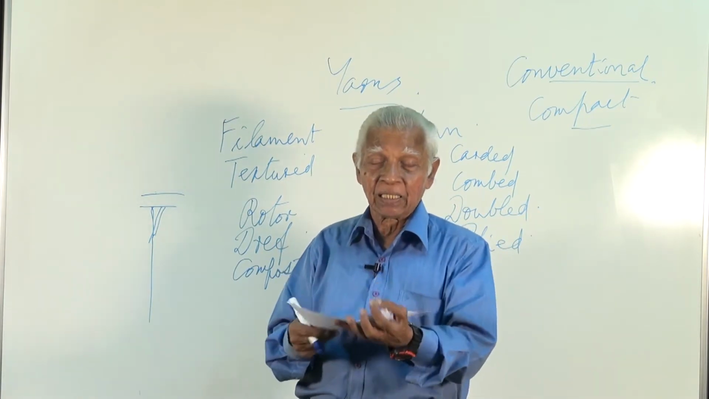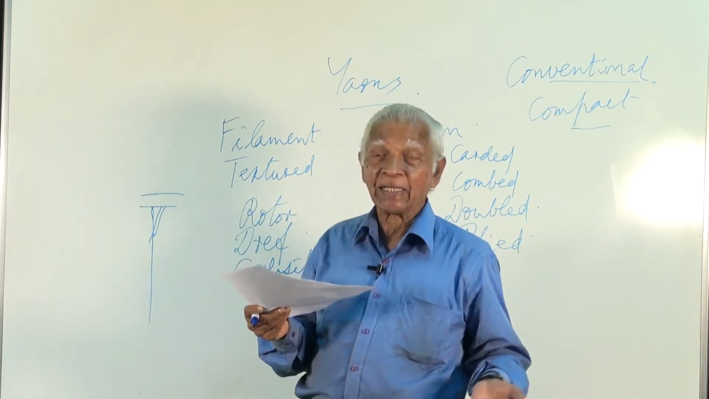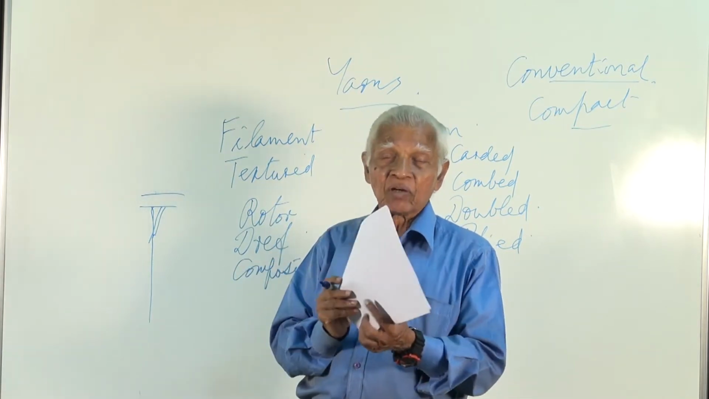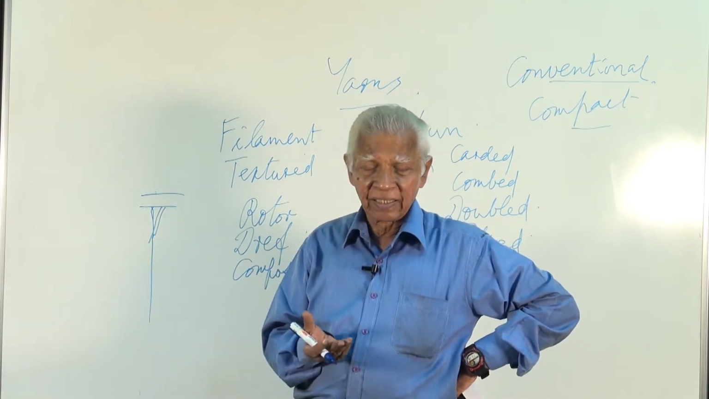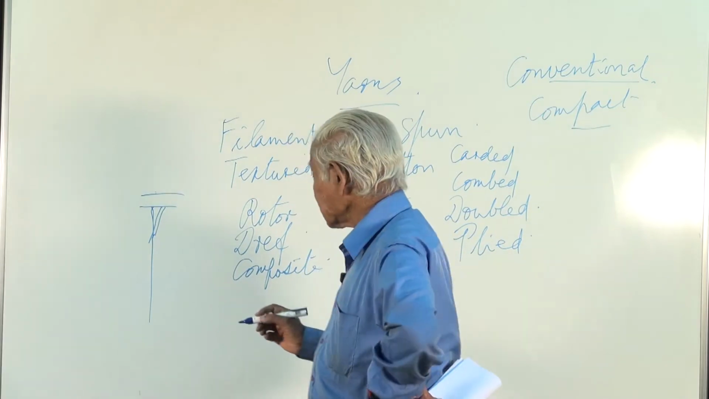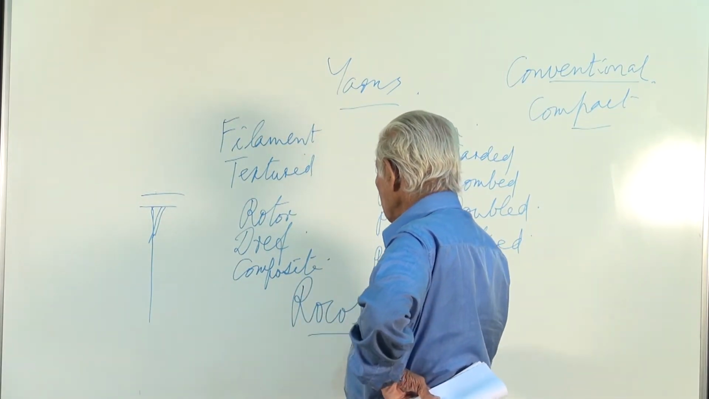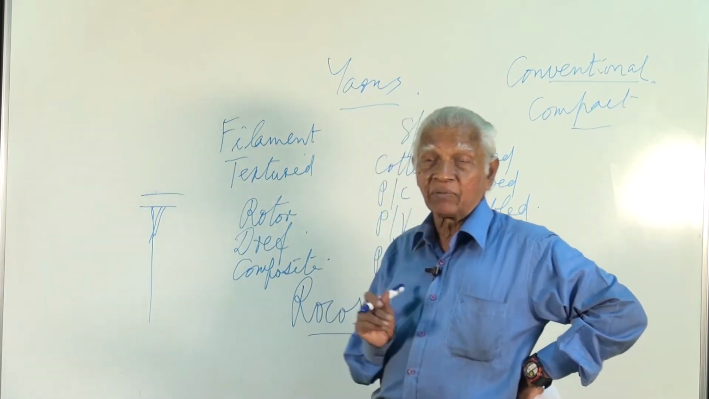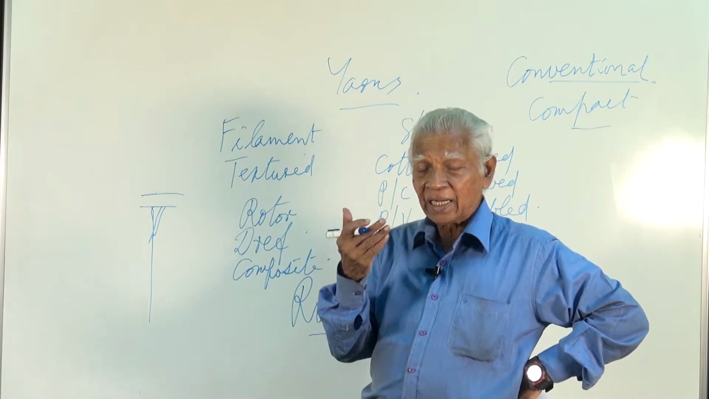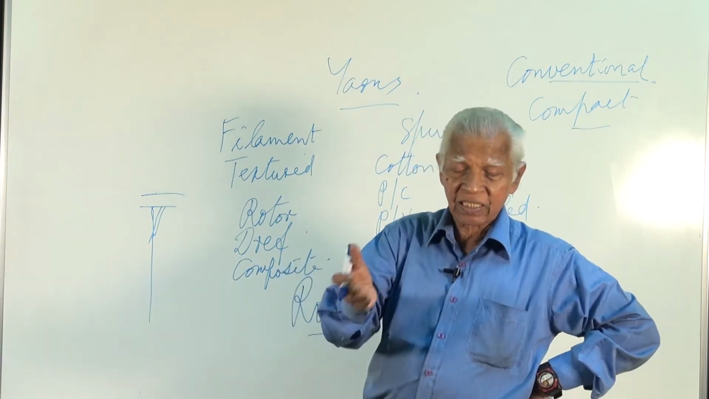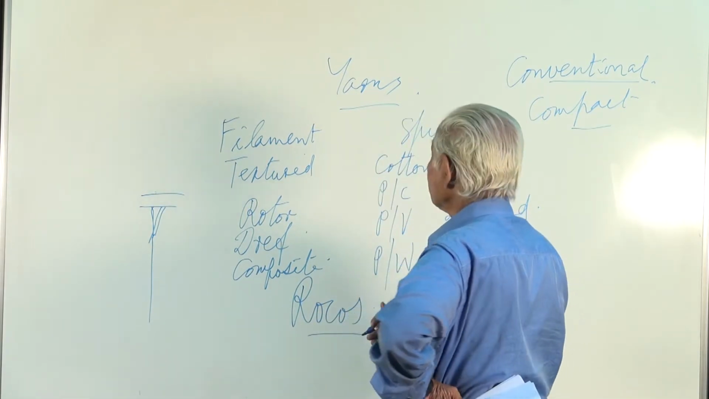One is mechanical, the other is by air suction, that is called pneumatic. So different types of compact systems were developed. Suessen, then Rieter, and Rocos, which is a mechanical type of compacting system. And this Rocos has one advantage, that if it is not required, it can be removed, and if it is required, it can be fixed onto the ring frame for the production of compact yarns.